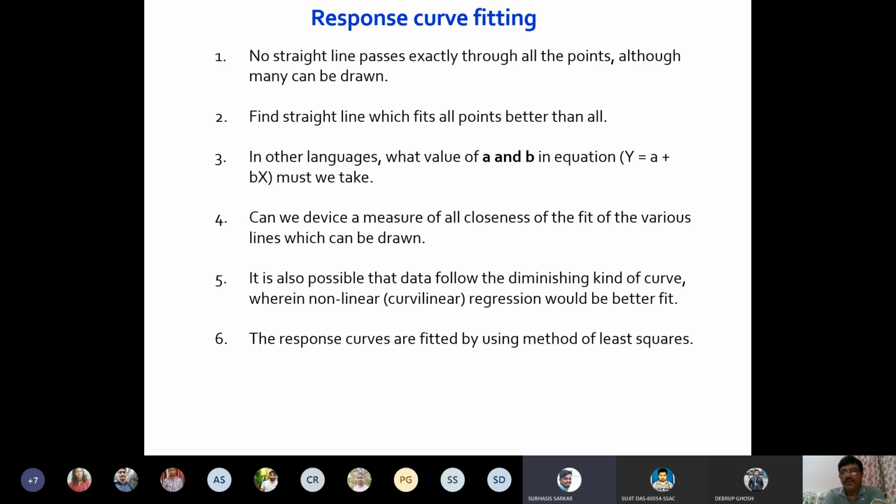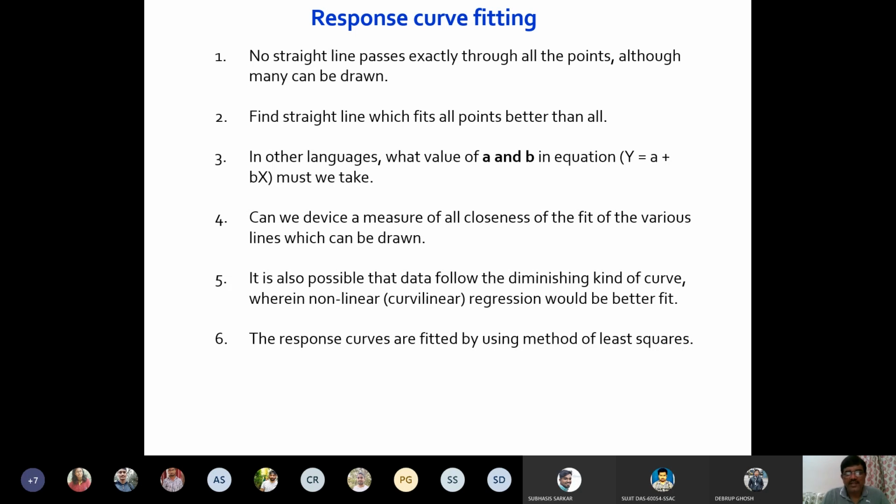Now we go to response curve fitting. Response curve fitting means how to find that line, how to find the best representative line. That is your response curve fitting, like the tailor. How will he do it? He will take a measuring tape, a scale, this plastic kind of thing, and from that he will measure. Similarly, we do mathematical measurements here to find the best response curve.